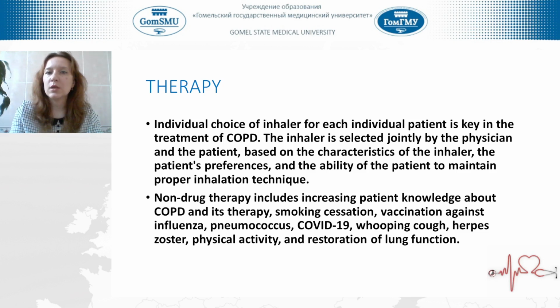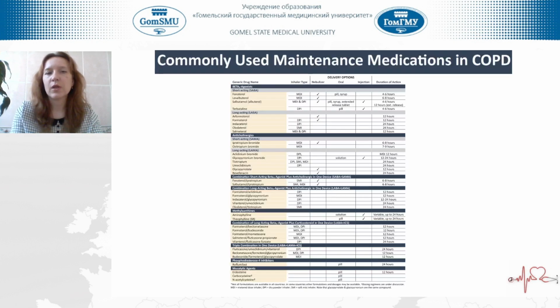The inhaler is selected jointly by the physician and the patient based on the characteristics of the inhaler, the patient's preference, and the ability of the patient to maintain proper inhaler technique. Non-drug therapy includes increasing patient knowledge about COPD and its therapy, smoking cessation, vaccination against influenza, pneumococcus, COVID-19, pertussis, herpes zoster, physical activity, and restoration of lung function.